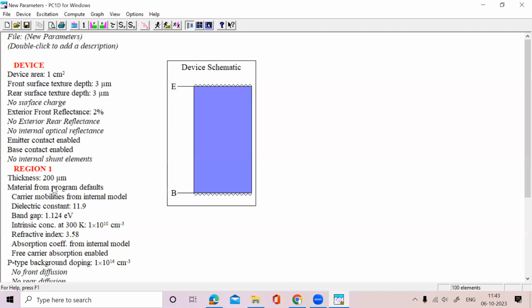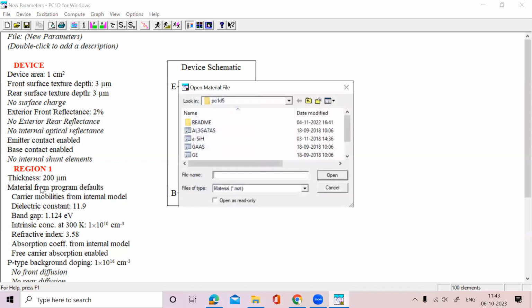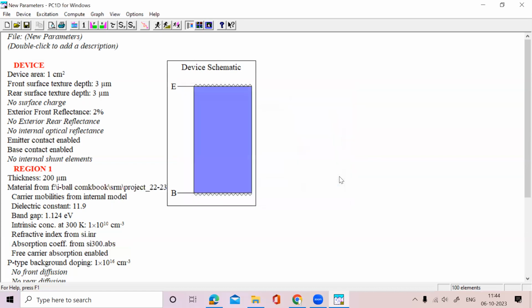go to the material. When you go to the material, there are so many materials, but today I am talking only about silicon. So I select silicon only. When you select silicon, everything about silicon will come. You can ask me how it comes. The MATLAB programming is already there in the file, so it will come automatically. You need not do anything.